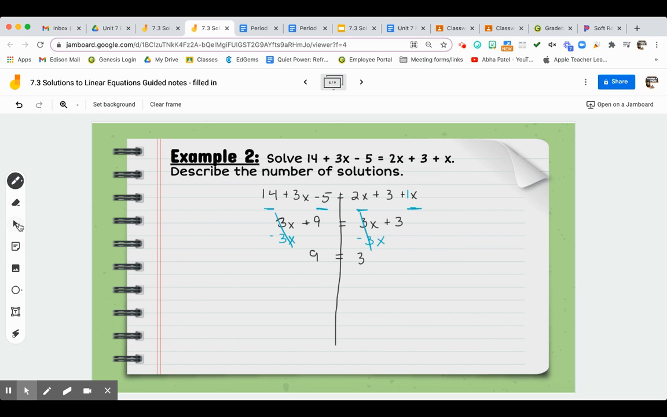So how many solutions do we have when you get 9 equals 3? So this is going to be a no solution.